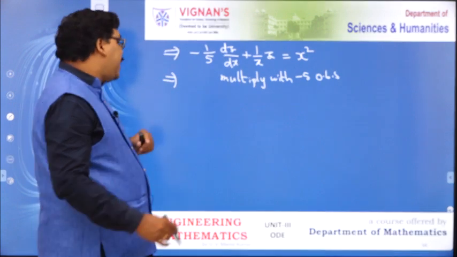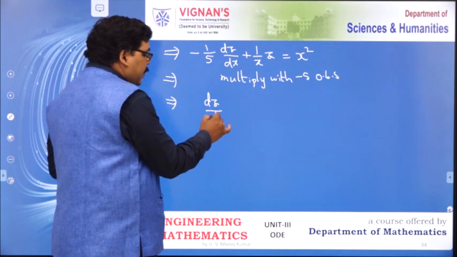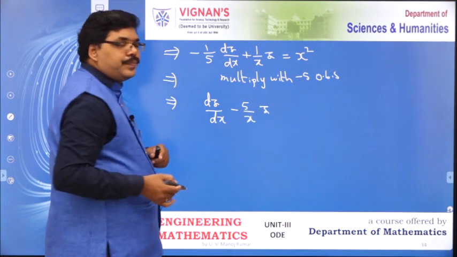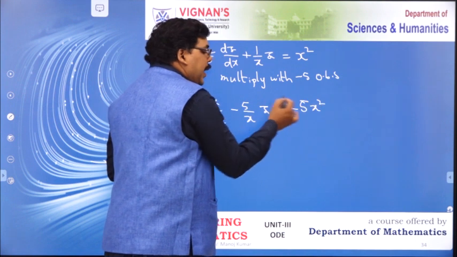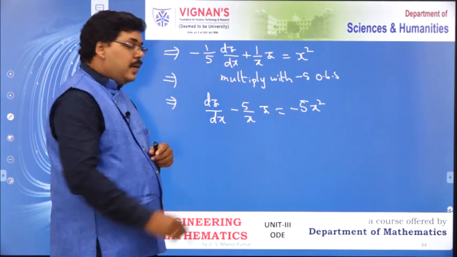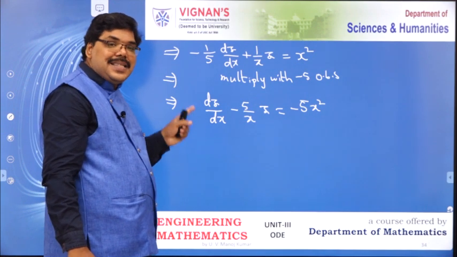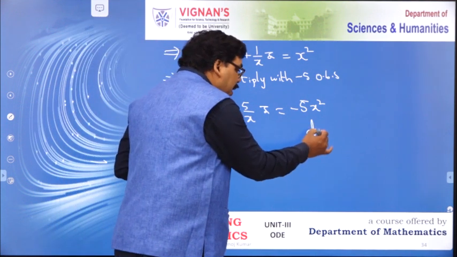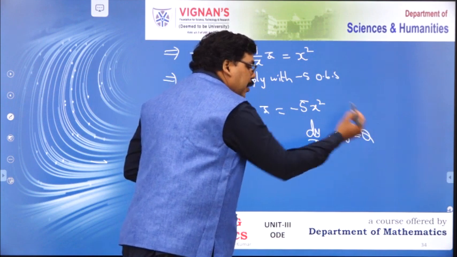When you multiply with minus 5 on both sides, you get dz by dx minus 5 by x into z equals minus 5x square. So if I multiply with minus 5, I will get this differential equation. So this is in linear form. Compare. What is the linear equation? If you recall, dy by dx plus p into y equals q.